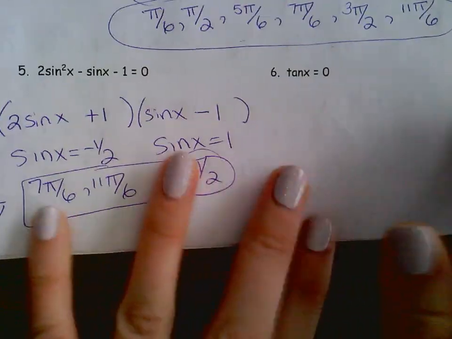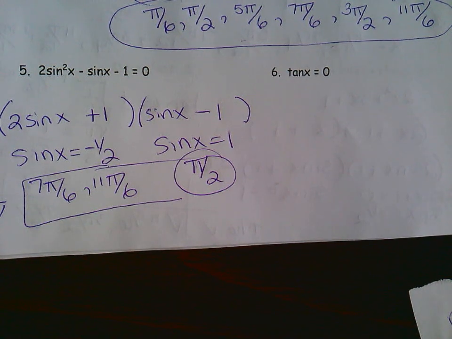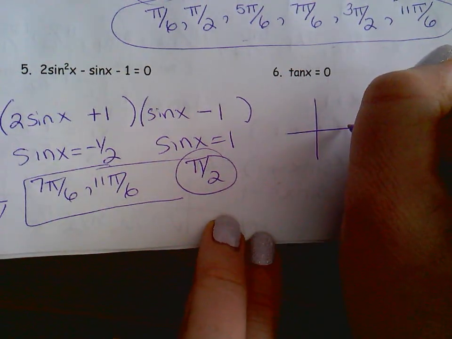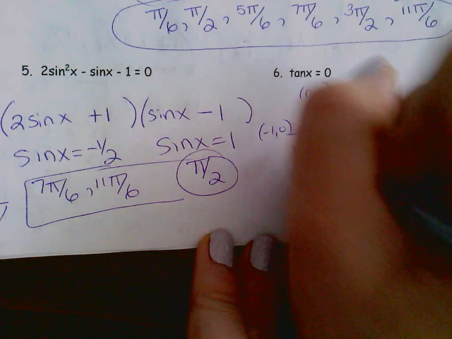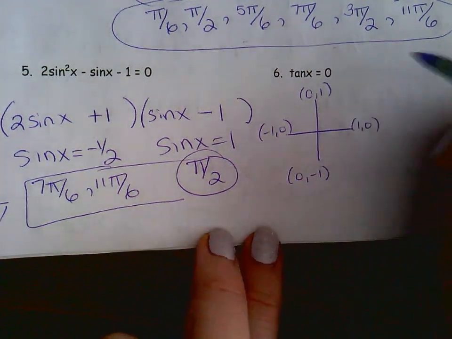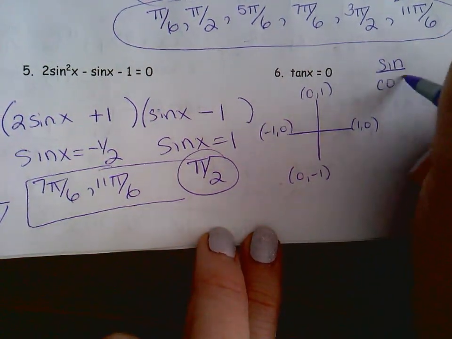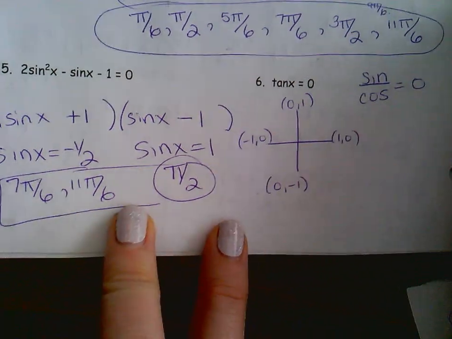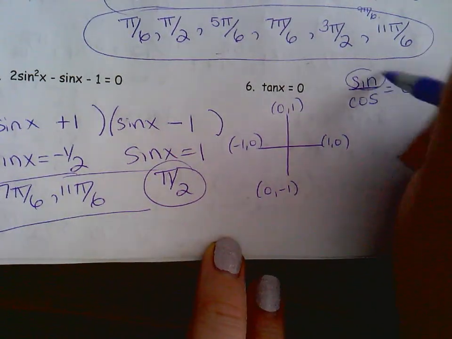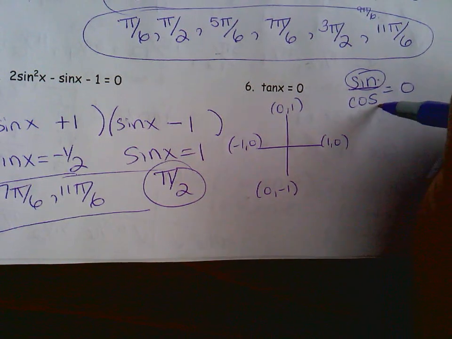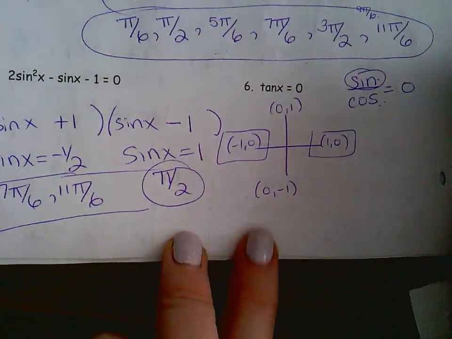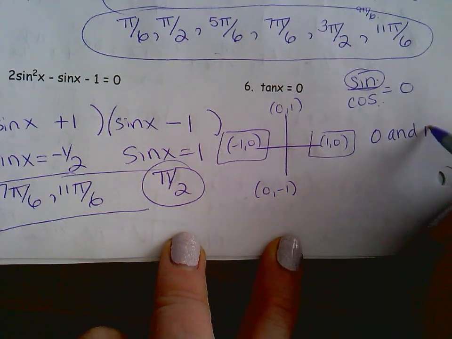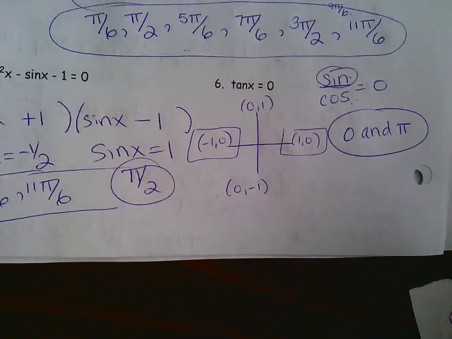All right, where is tangent equal to 0? It's at some of our quadrantal angles, right? 1, 0, 0, 1, negative 1, 0, 0, negative 1. Sine divided by cosine has to equal 0. So I want my sine value to be 0 and my denominator to be 1 or negative 1. So it looks like at 0 and at pi and at 2 pi, but I don't need to list the 2 pi.